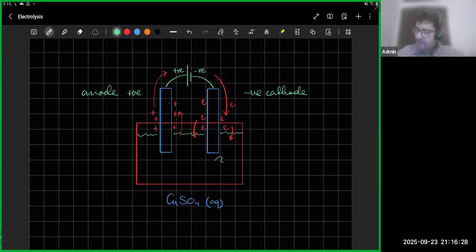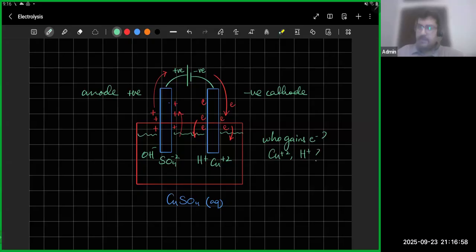copper ions, which will be attracted to the cathode. It will have sulfate ions, which are SO4 minus 2 ions. And because it's aqueous, it's going to have H plus 1 and OH minus 1 ions. So the question is, who gains electrons? Is it going to be copper plus 2 or is it going to be H plus 1?